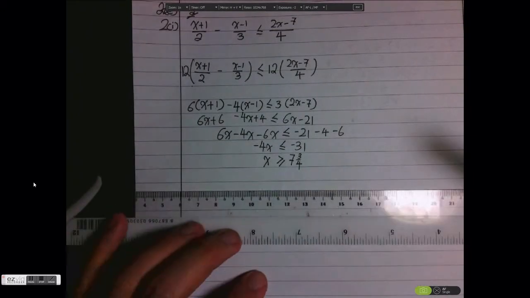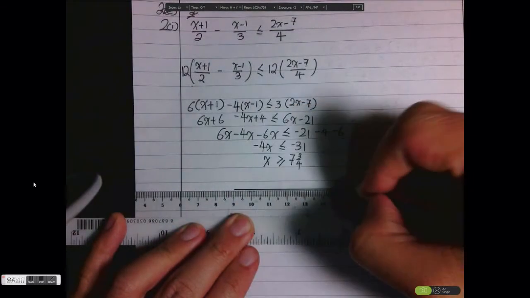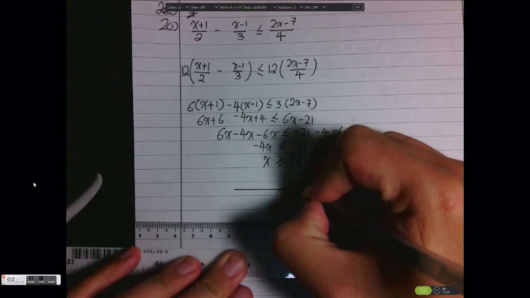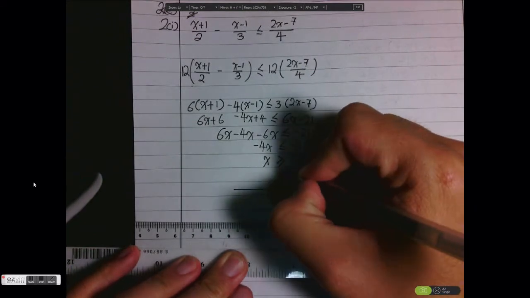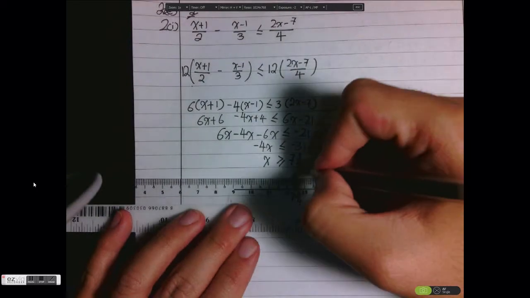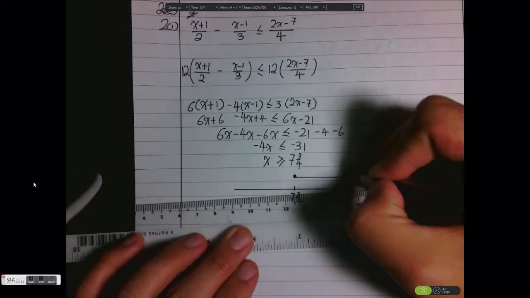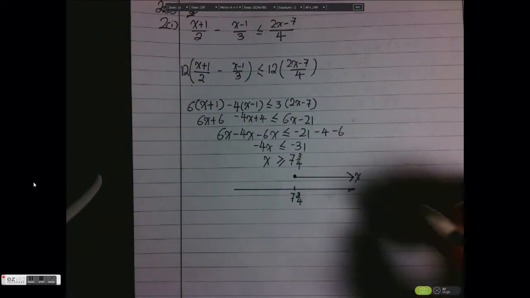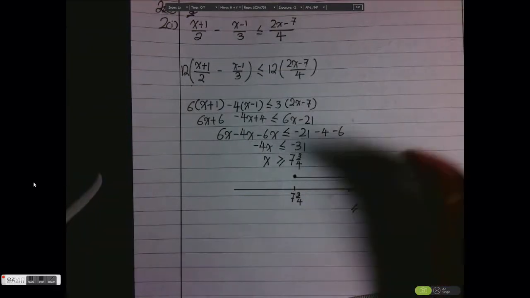Once again, I will have to express this on my number line. X is greater than or equals to 7 and 3/4. This is X, and I am done with question 2i.